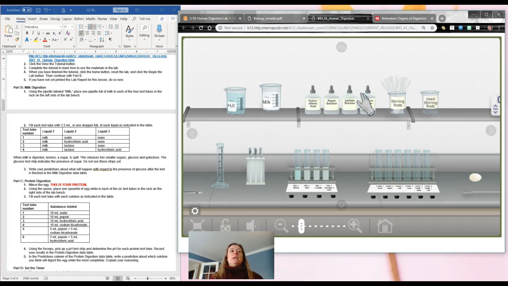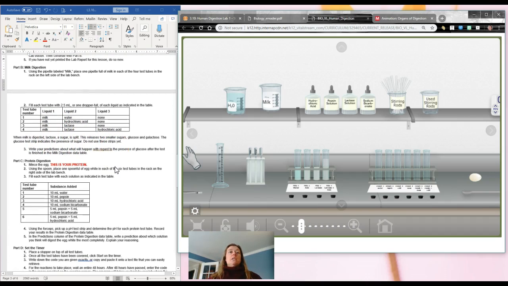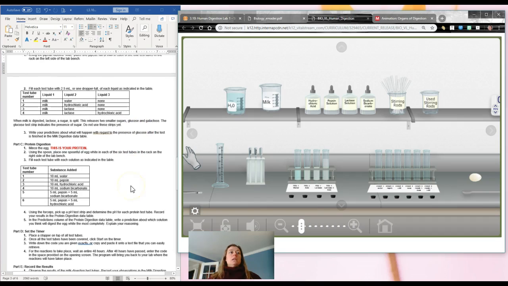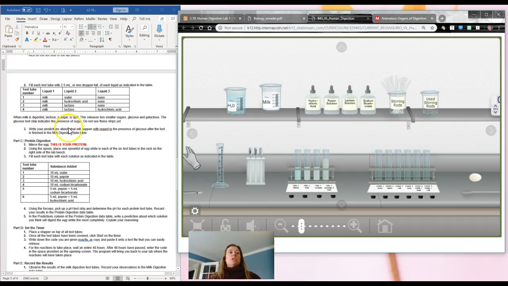Then for liquid 3, you don't need to put any extra liquids in 1 through 3, but you need hydrochloric acid in the 4th one. So I'm going to do that real quickly. Okay, and then I put that back. All right, and then I'm reading under the table, it says when milk is digested, lactose, a sugar, is split. Releases glucose and galactose. The test strip indicates the presence of sugar. Do not use these strips yet.